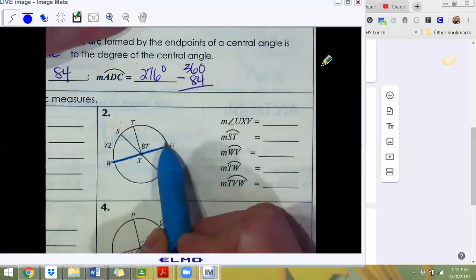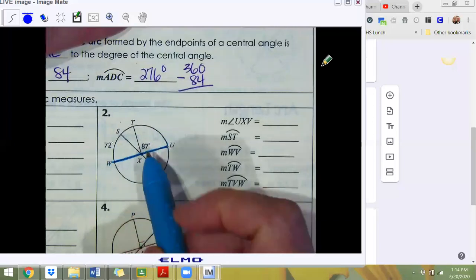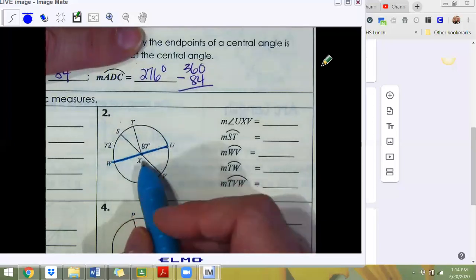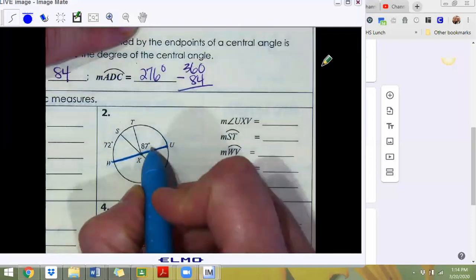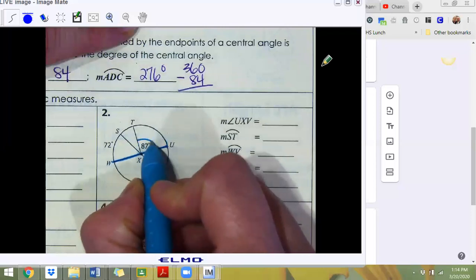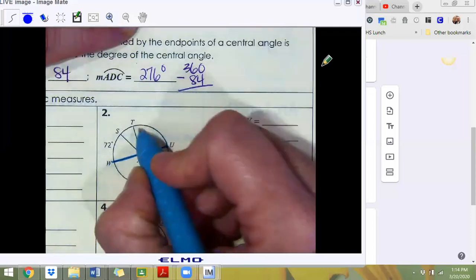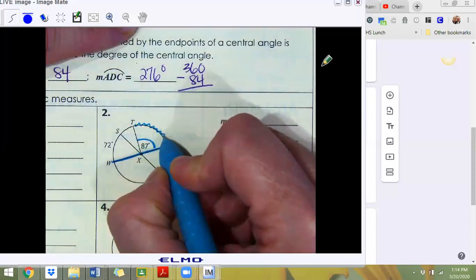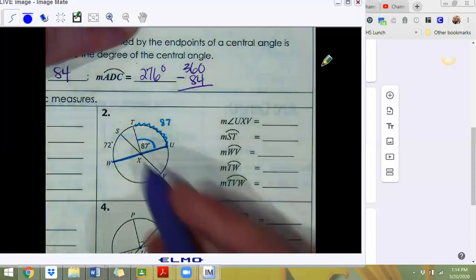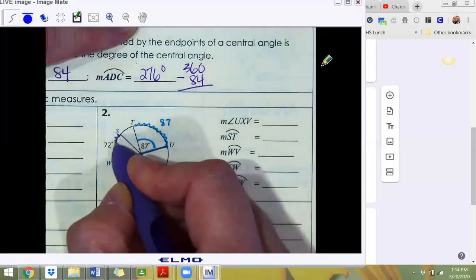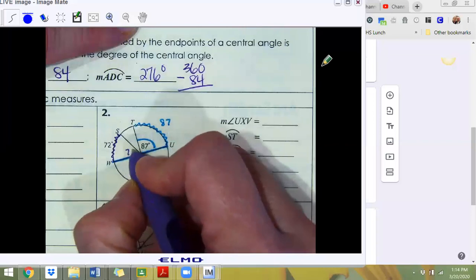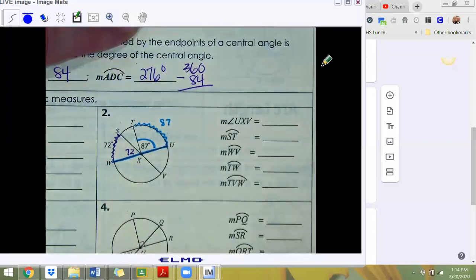So how many degrees is a semicircle? Anybody? 180. Very good, 180. I know that this angle is 87, which means that this arc is also 87. I know that this arc is 72, which means that this central angle is also 72.